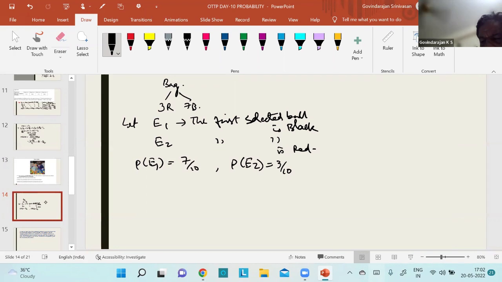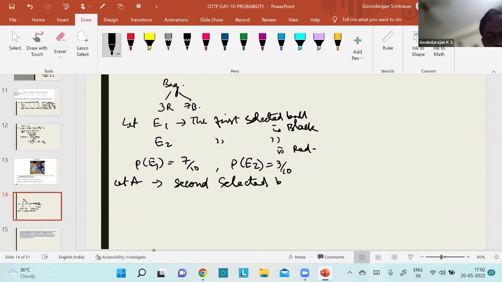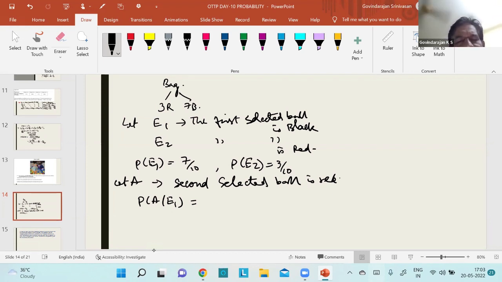And then, the second selected ball is red. Let A be the event that the second selected ball is red color. So what is the probability of A given E1? A given E1 means the second selected ball is red, given that the first selected ball is black color. What is the probability that the second selected ball is red color?